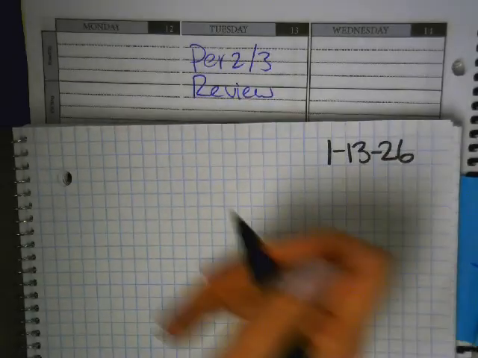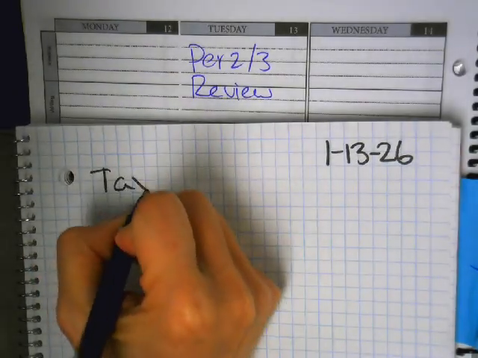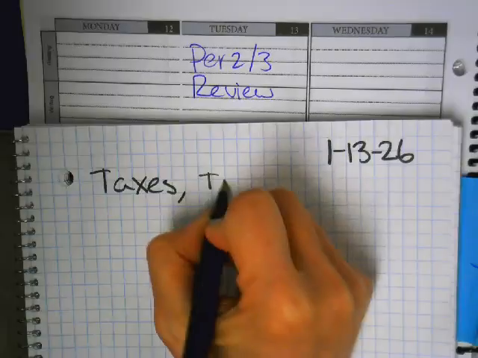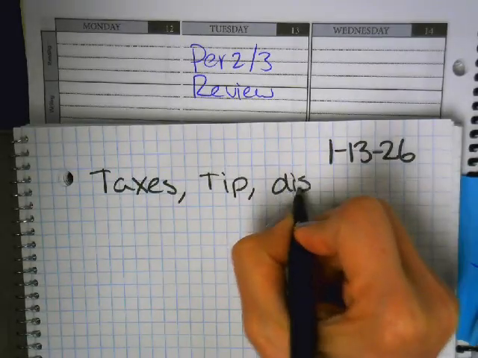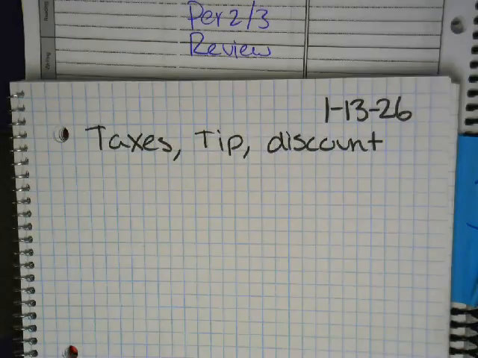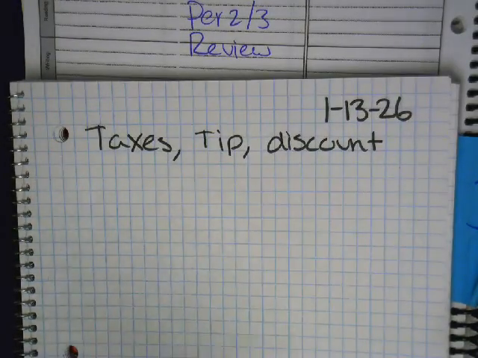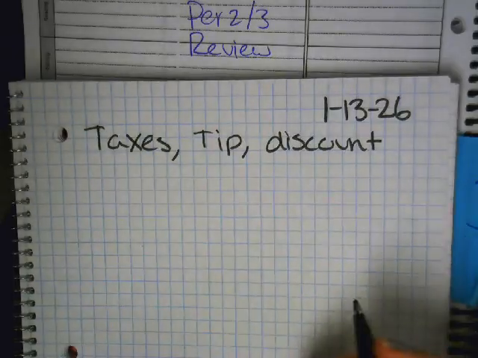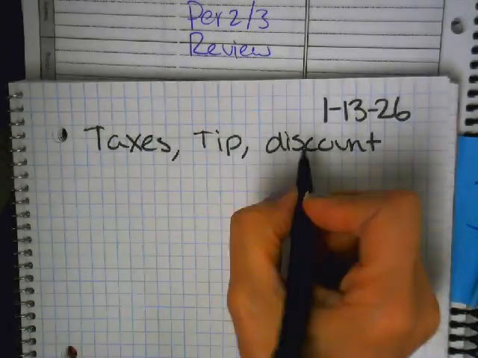All right, so it's taxes, tip, and discount, which will all be on your test on Friday, okay? Plus markup that we learned on Friday, plus what we learned yesterday. All right, so let's do taxes. Let's do discount first, okay?